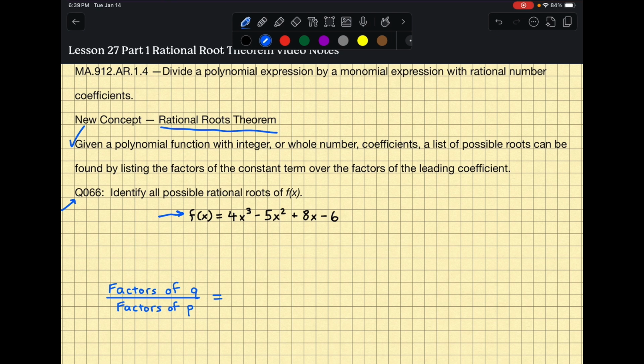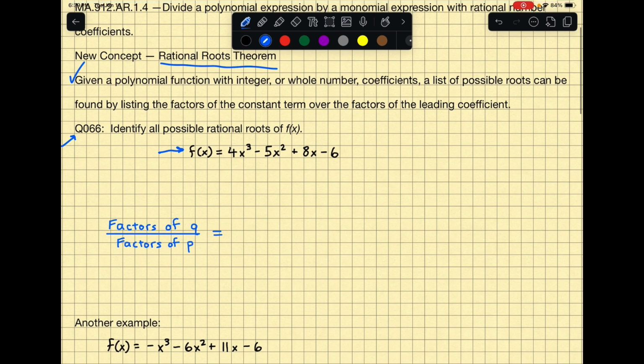Here's our polynomial. In this case, it's f of x equals 4x cubed minus 5x squared plus 8x minus 6. And we want to identify all the possible rational roots. So the process will be, first you're going to pick out two numbers that are important for the rational root theorem. The first one is the leading coefficient. Remember, that's the coefficient inside the leading term. The leading term is the term that has the highest power of x. So we're going to temporarily call that leading coefficient p. So in the case of our example here, p is going to equal 4.